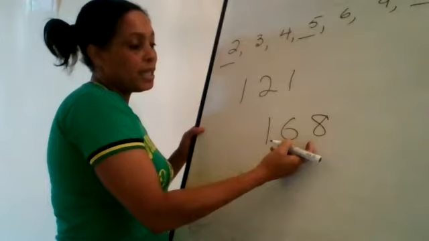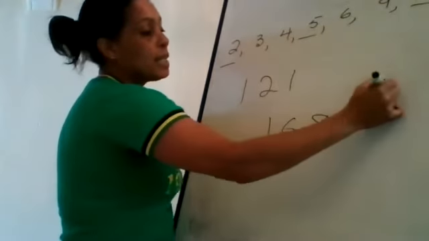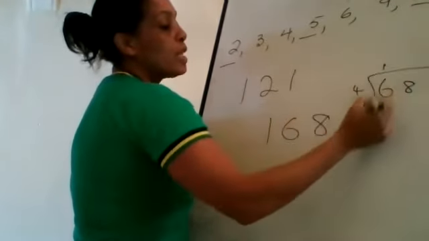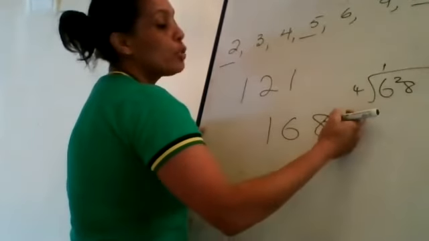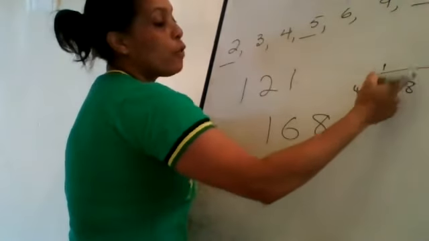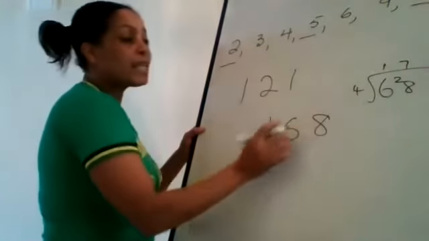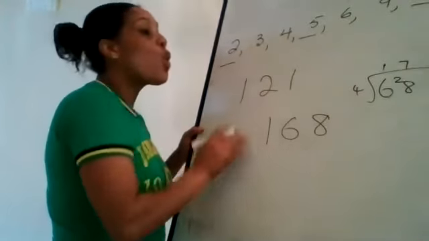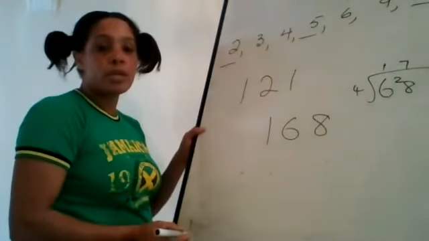68 is, let's see, 68 divided by 4. 4 into 6 goes 1 time, remainder 2. 4 into 28 is 4 7s are 28. So yes, 68 can be divided by 4 without leaving a remainder. So the whole thing can be divided by 4 without leaving a remainder.